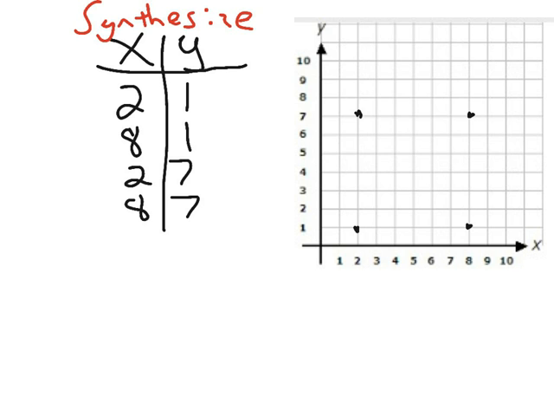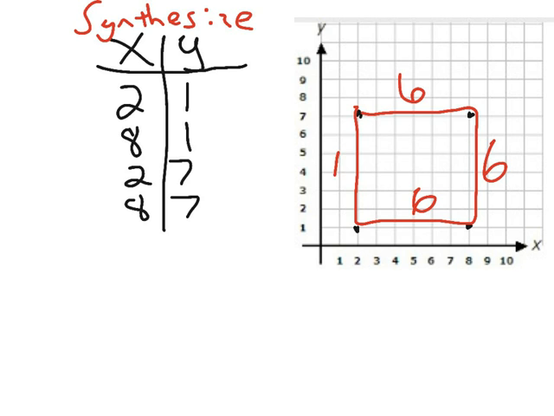If we synthesize all this information, are there any conclusions that we can draw about the shape that those 4 points make? I take all this information, put it together, and connect the dots over here. I notice that this thing has 4 sides, so it's a quadrilateral. If I start counting, this side is 6 units, this side is 6 units, and this side is 6 units. So what kind of shape is this?